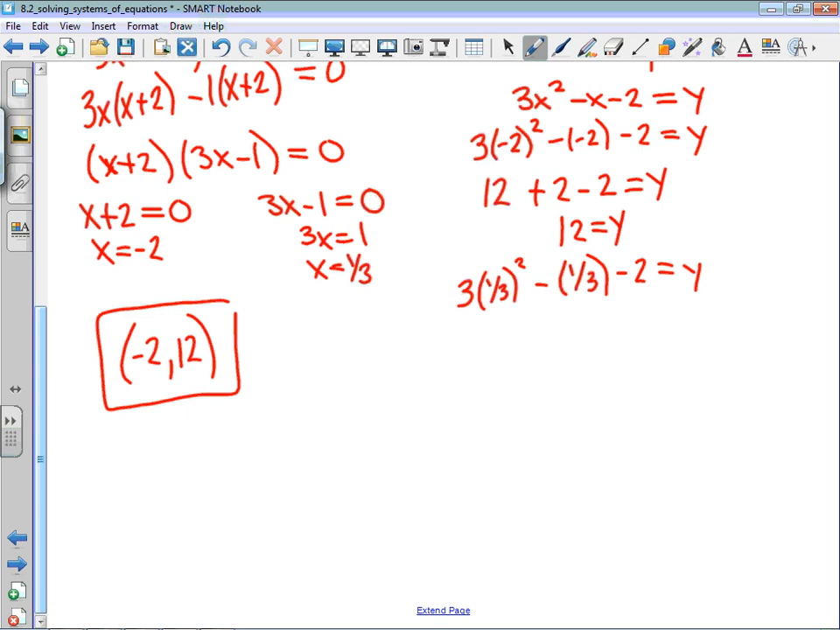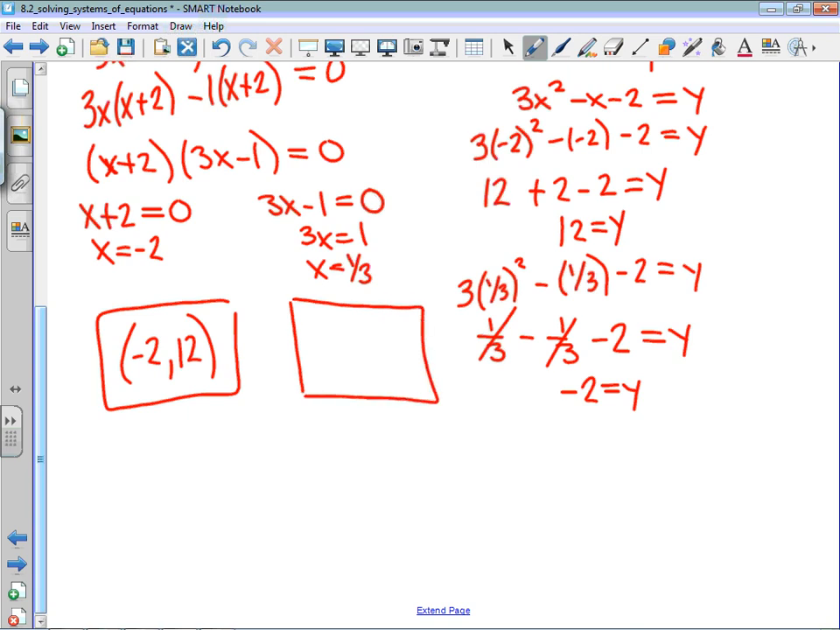So this ends up being 1/3 minus 1/3 minus 2 is equal to y. These 1/3s cancel, and I get that -2 is equal to y. So my other solution is 1/3 comma -2. So those 2 points are the solutions to this system.